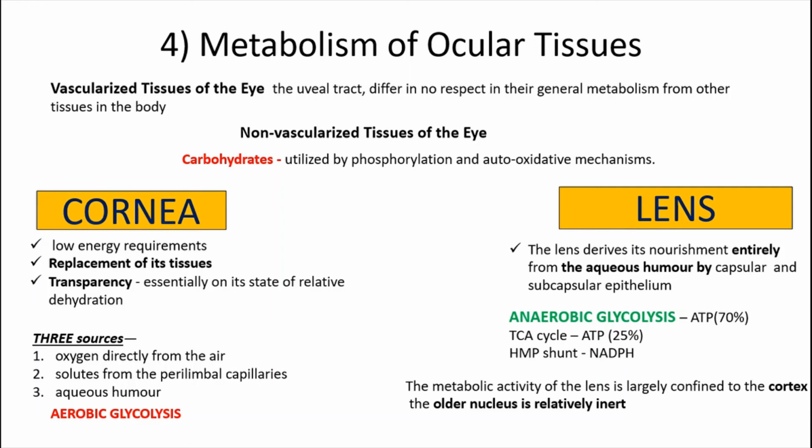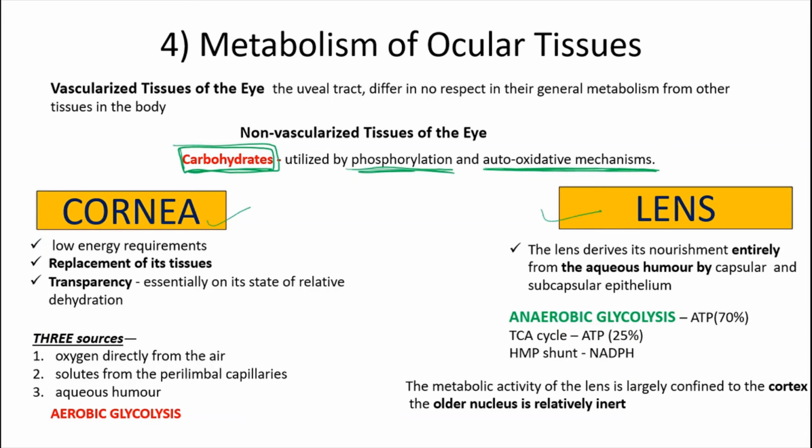Coming to the non-vascularized tissues of the eye, that is they are avascular, not having their own blood supply. How will they metabolize? How will they gain nourishment? Let us learn that. It is very important to learn this. The first and foremost thing important over here is their main source of nutrition is carbohydrates, and these carbohydrates are utilized by phosphorylation and auto-oxidative mechanisms. Now, your non-vascularized tissues are your cornea and your lens.